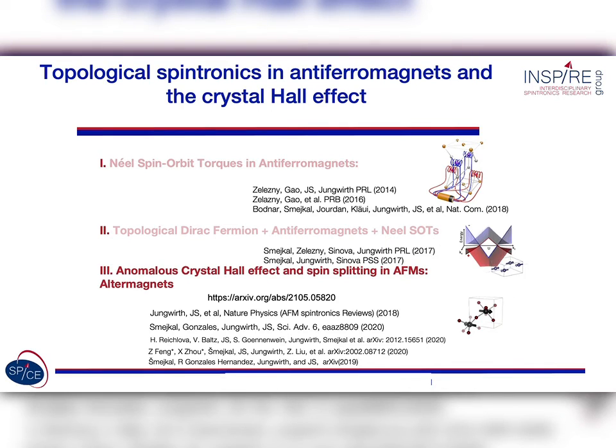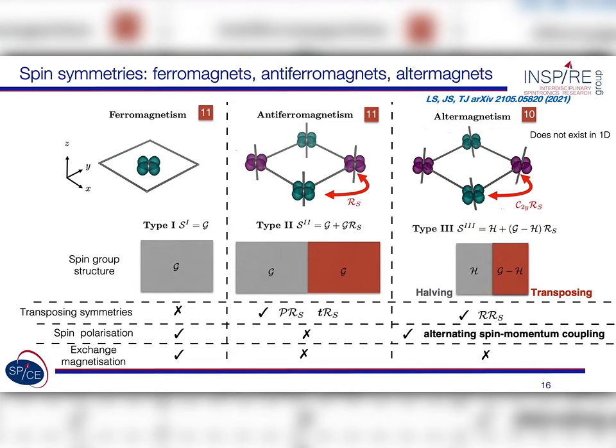Then we segue directly into looking at anomalous transport, and in particular the anomalous crystal Hall effect and spin splittings in antiferromagnets, which was highlighted in the previous talk by Thomas Jungwirth, identifying the new class of materials called altermagnets. This new class of materials, we want to emphasize, is obtained by looking back at the spin symmetries, essentially turning off the antiferromagnet directly, and then going to the origins of the ordering, where you can identify, of course, the ferromagnets.